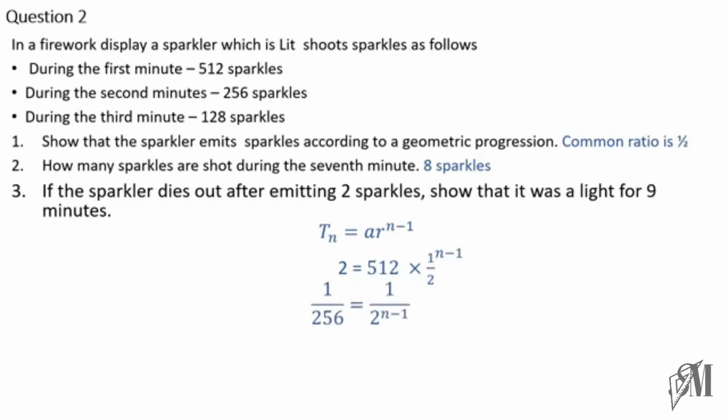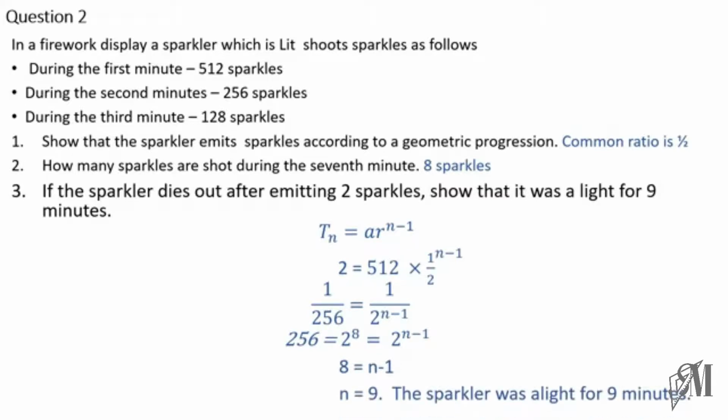9th minute. So here, once you substitute, you get the answer like this. Here 256 is equal to 2 to the power n minus 1. We can equate the denominators and then you get, 256 is 2 to the power 8 and therefore you can equate the powers here. 8 is equal to n minus 1. So simply n is equal to 9. Therefore we can say the sparkler was alight for 9 minutes.